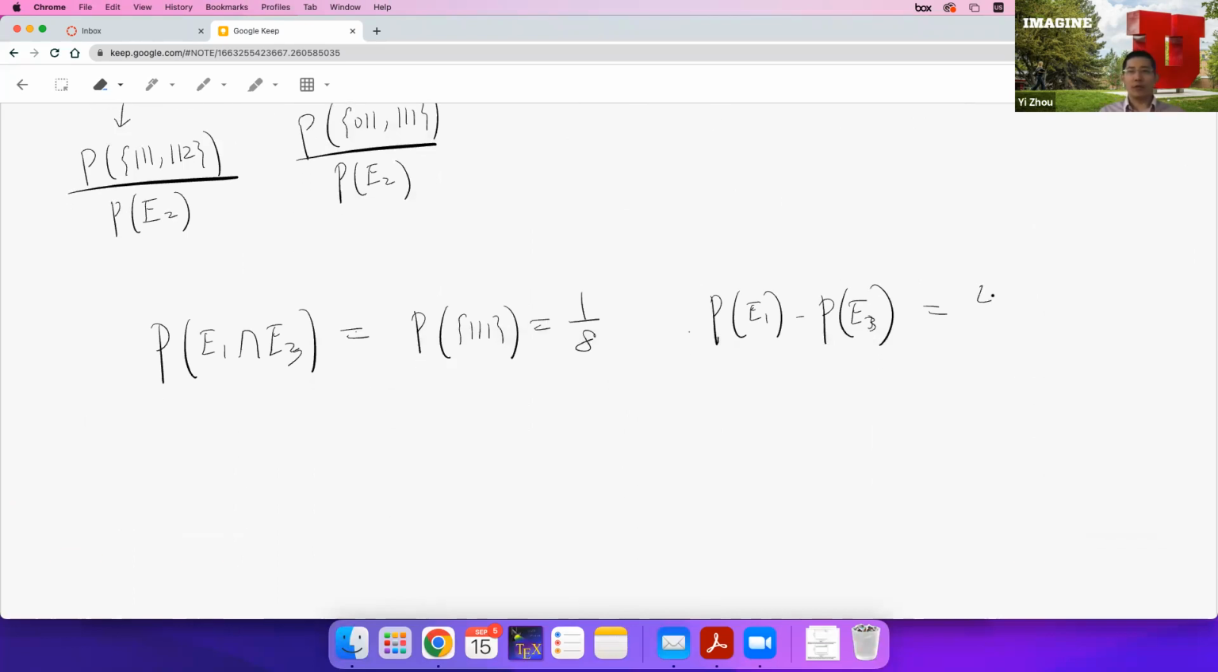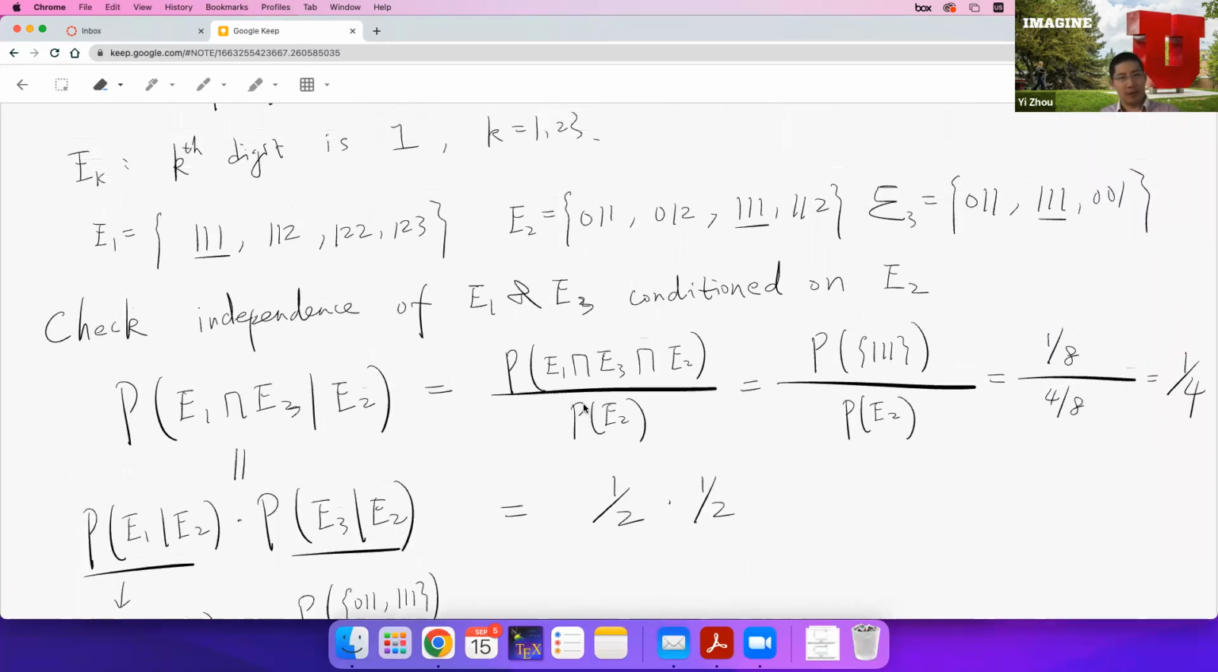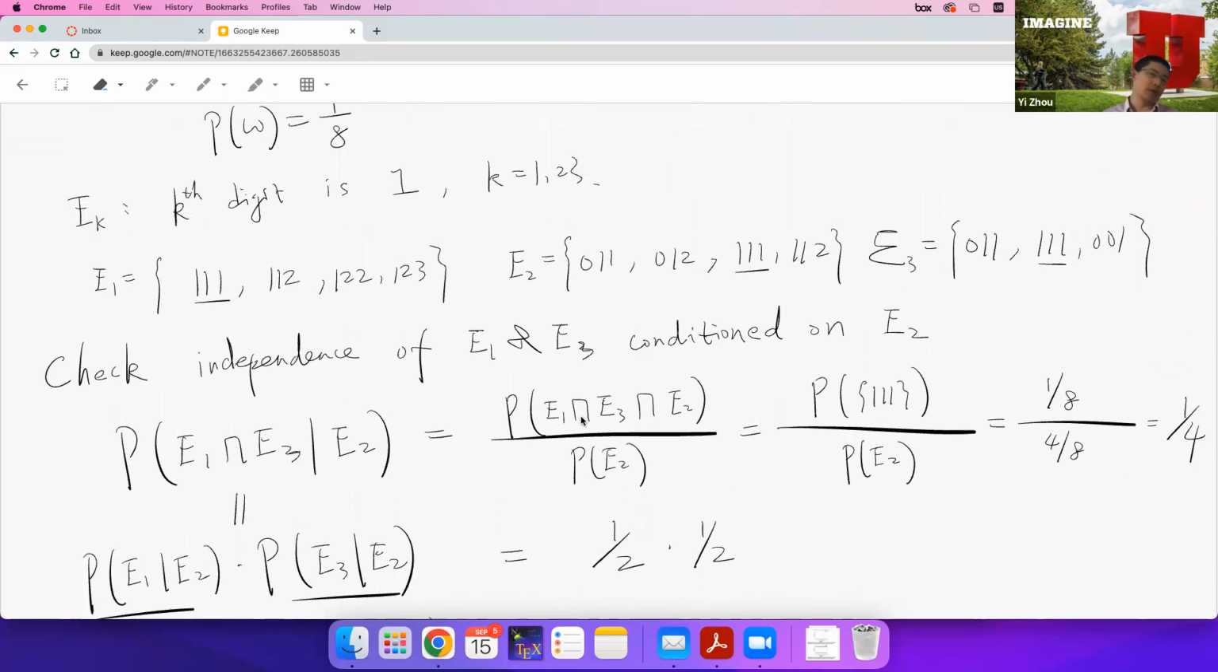So it's 4/8 times 3/8, which is 3/16. Apparently they are not equivalent, right? So this is an example where two events are not independent, but conditioning on another event, they can be independent. Everything is based on the definition of independence and conditional independence.